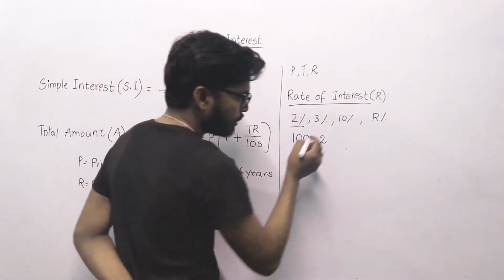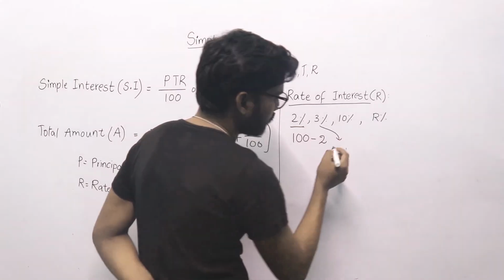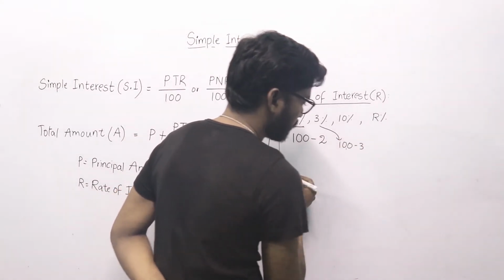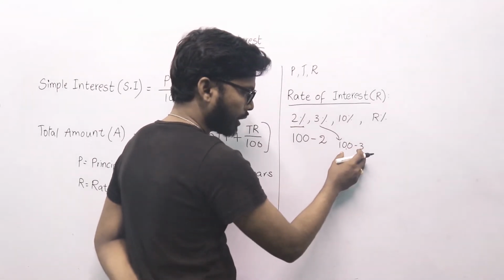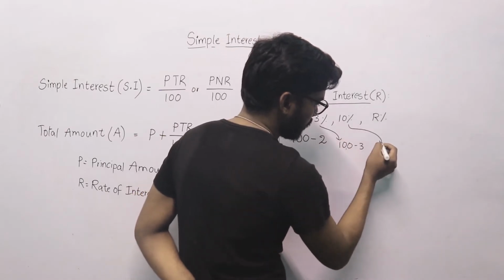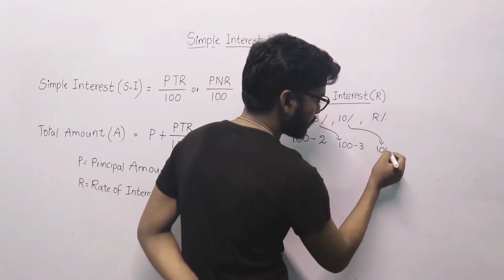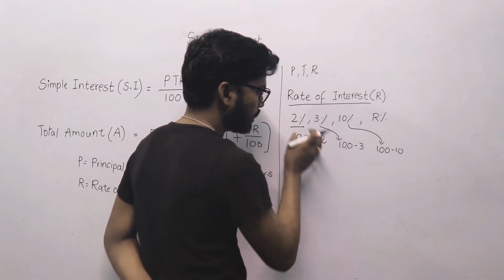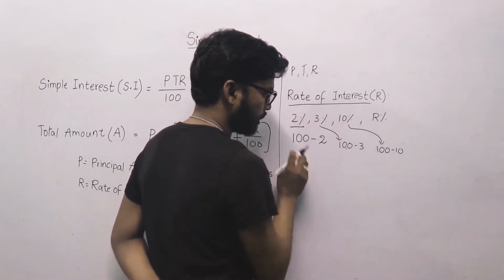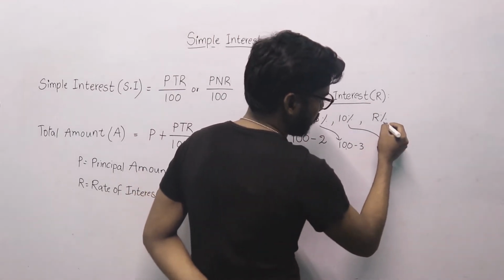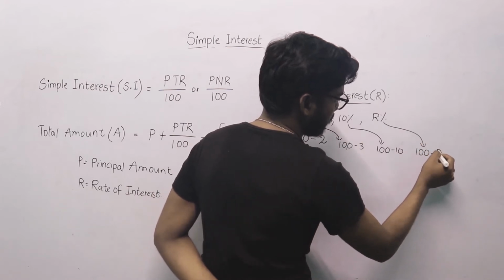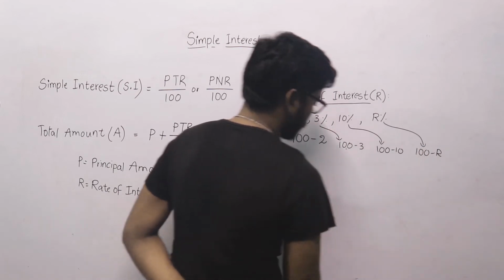Then what does 3% mean? This means for every 100 rupees, 3 rupees will be charged for 1 year. And 10% means for every 100 rupees, 10 rupees will be charged for 1 year. These are all the rates of interest for 1 year. So for every 100 rupees, R rupees will be charged for 1 year.